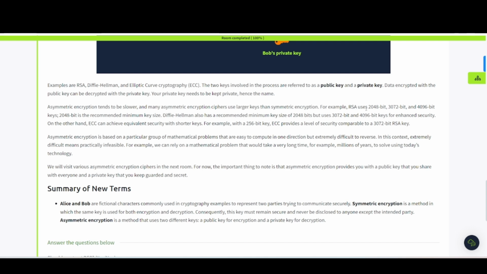For example, RSA uses 2048-bit, 3072-bit, and 4096-bit keys. 2048-bit is the recommended minimum key size. Diffie-Hellman also has a recommended minimum key size of 2048 bits, but uses 3072-bit and 4096-bit keys for enhanced security. On the other hand, ECC can achieve equivalent security with shorter keys. For example, with a 256-bit key, ECC provides a level of security comparable to a 3072-bit RSA key.